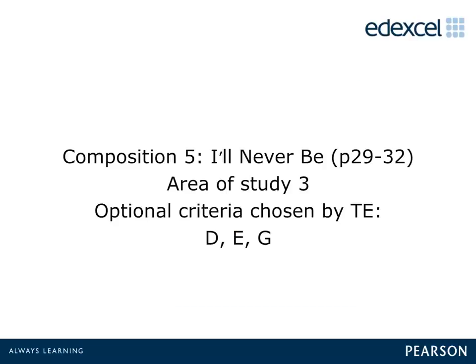The fifth composition is linked to Area of Study 3. The teacher-examiner chose optional criteria D, E, and G. Use the mark scheme on page 48 to 52 of the specification to judge the work. Make notes on your thoughts so you can compare them with the marks we awarded on the next slide.